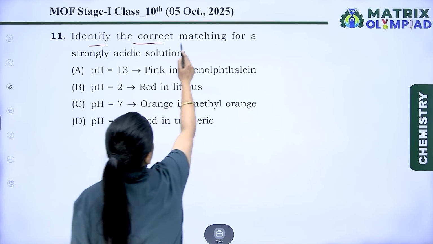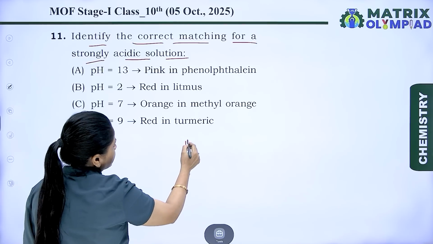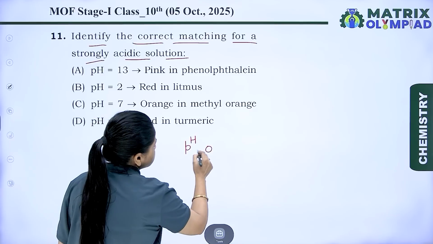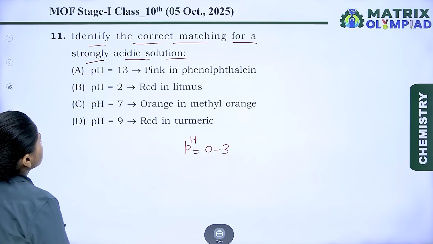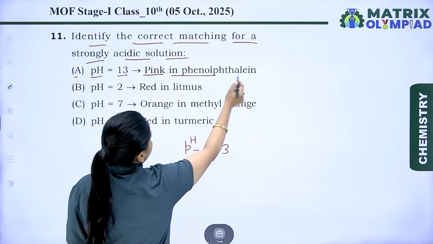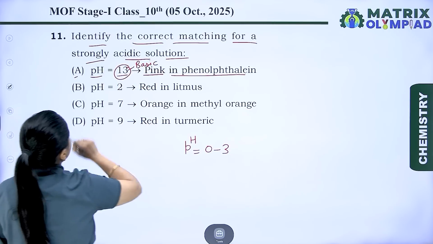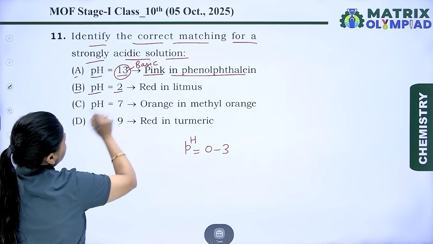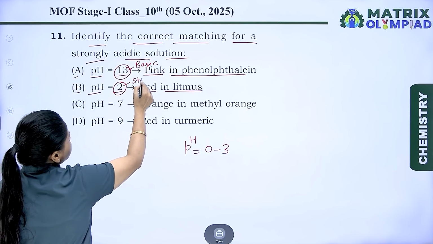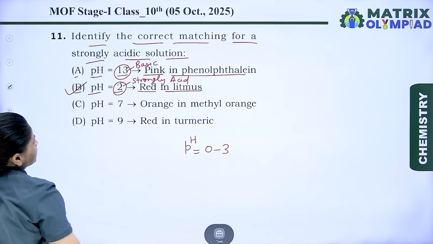Identify the correct matching for a strongly acidic solution. Yes, as we know that pH for a strongly acidic solution lies between 0 to 3. Let's take the options. Option A, pH equal to 13 gives pink in phenolphthalein, and this is correct for a basic solution. Option B, pH equal to 2 gives red in litmus, and this is for a strongly acidic solution. So it may be the correct answer.